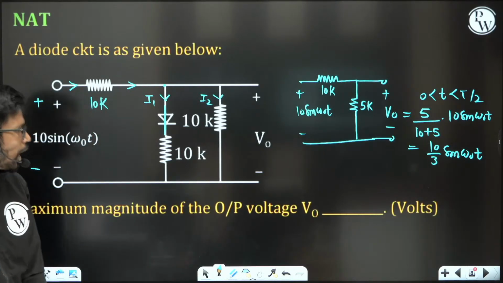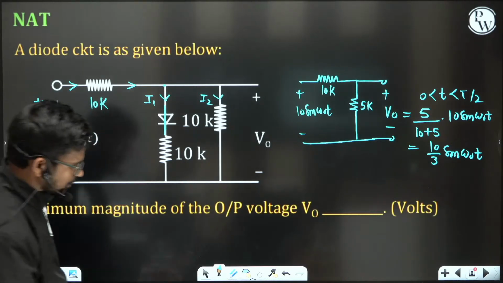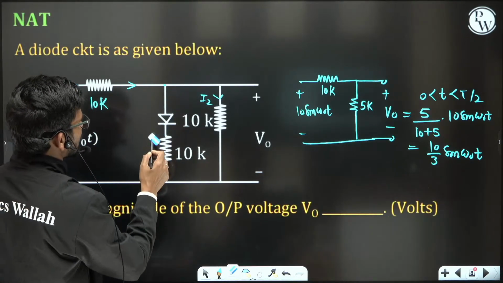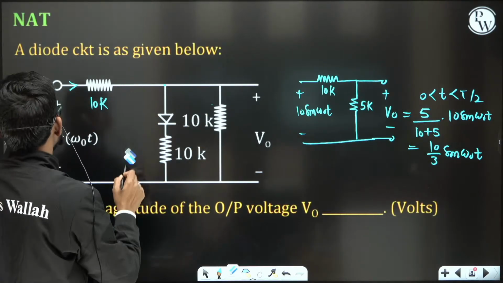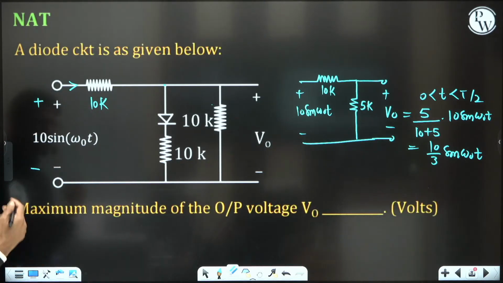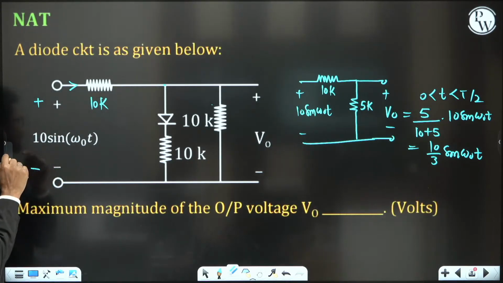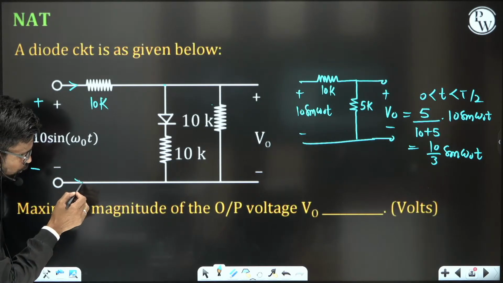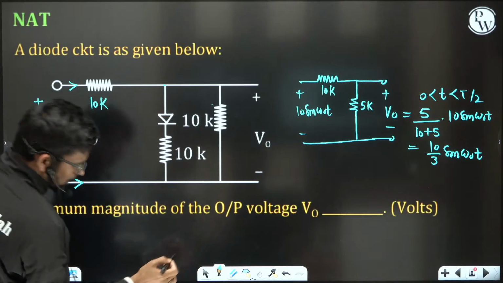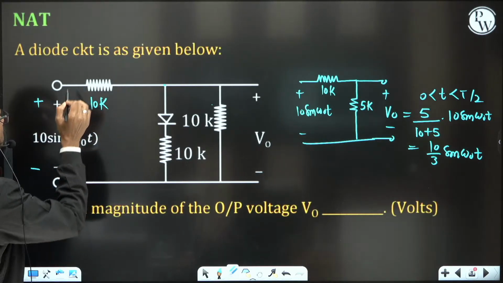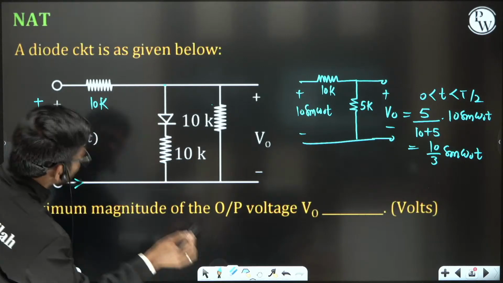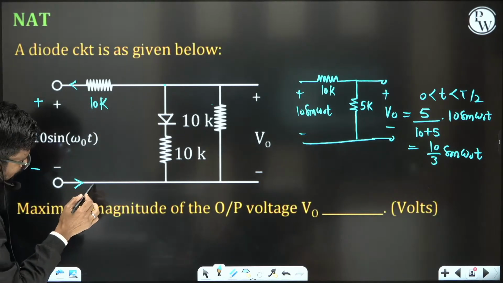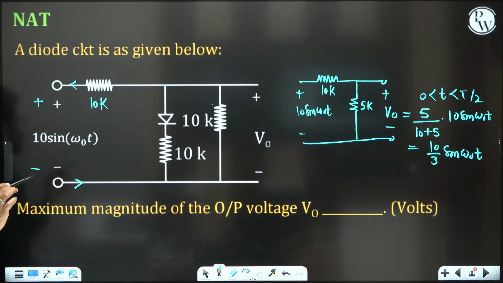Now, what will happen in the second half? In the second half of the cycle, this negative terminal will be at higher potential and this positive terminal will be at lower potential. That is why current will originate from this terminal, come out, and terminate at this terminal.